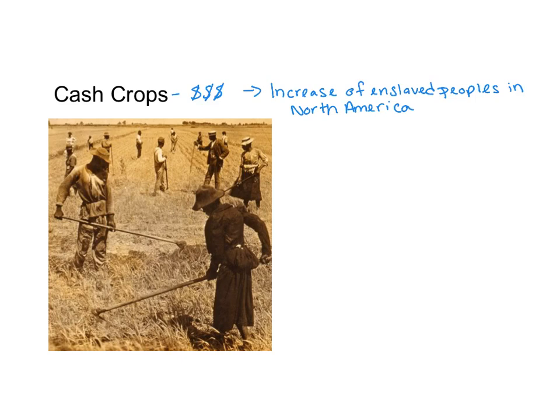The cash crops in North America were rice, indigo. Again, indigo is a plant that you use to make blue dye. Cotton, and tobacco.